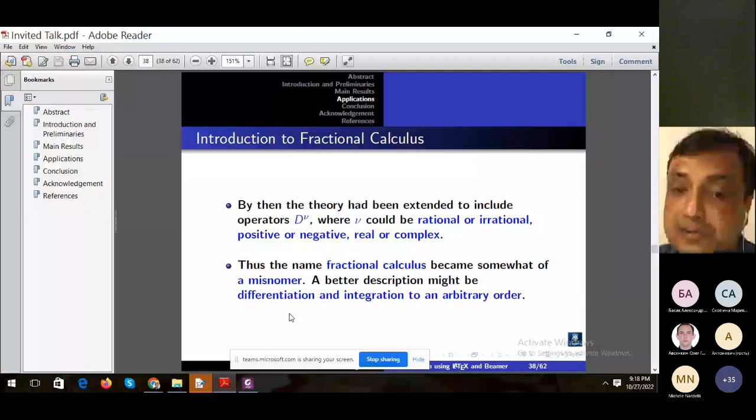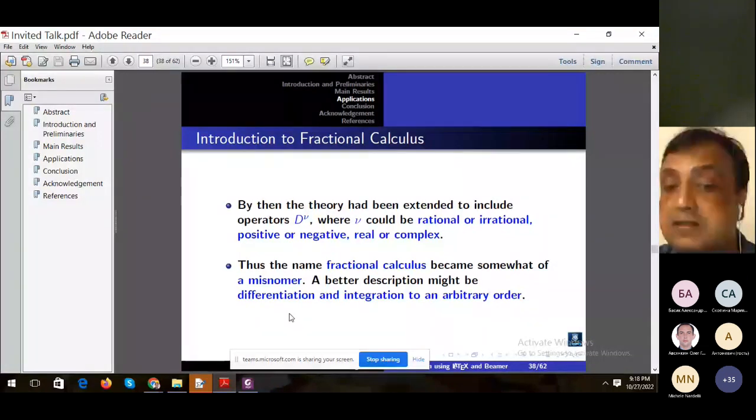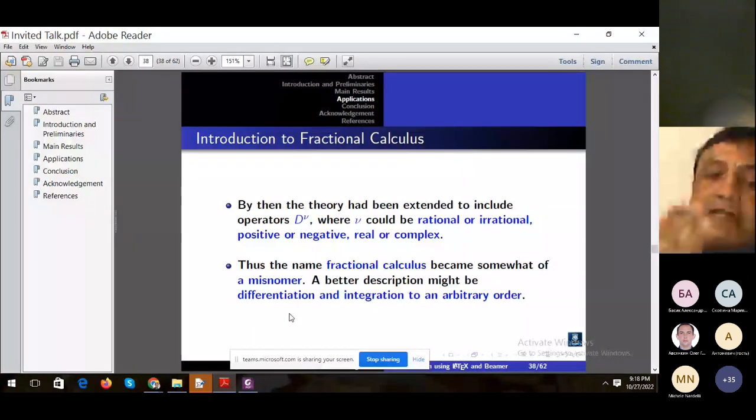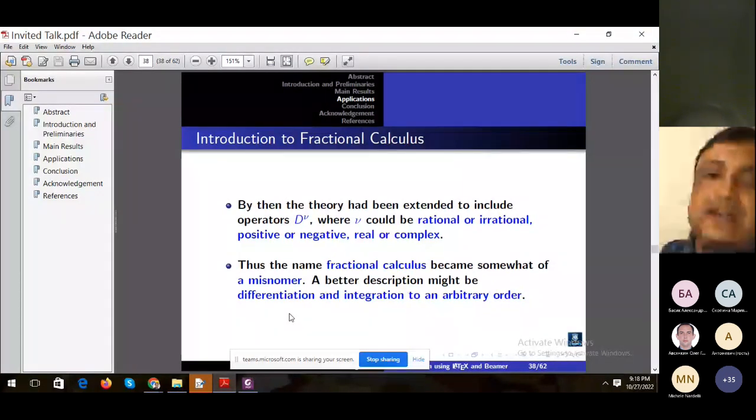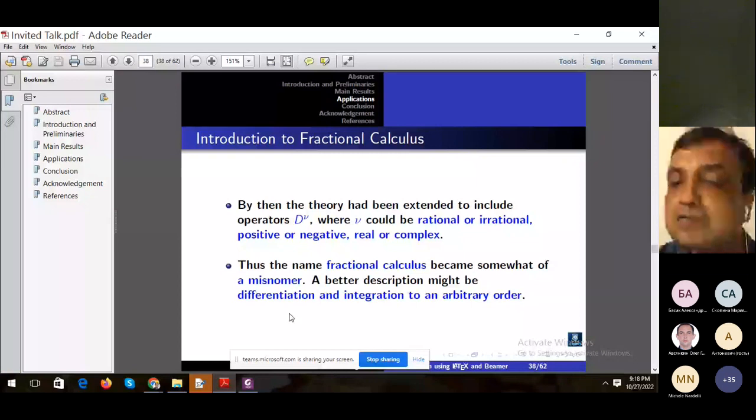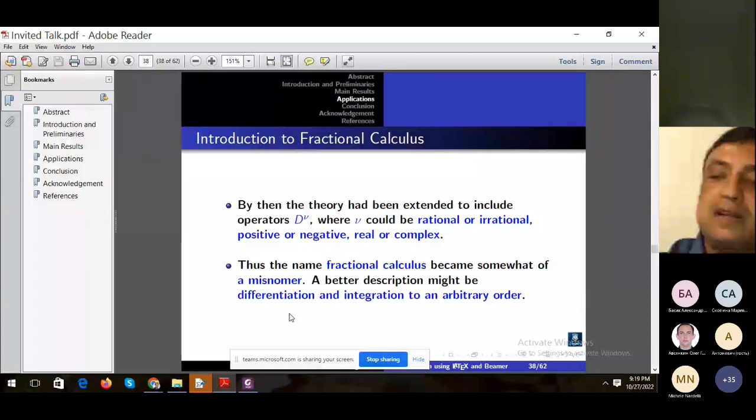Thus the name fractional calculus became somewhat of a misnomer. A better description might be differentiation and integration to an arbitrary order. Yes, it is very true. This quotation is very important because young researchers dealing with fractional calculus are a little bit confused: what do you mean by fractional calculus? So it is easy to understand that it is a differentiation or an integration to an arbitrary order. It will be very easy for senior school students who want to come to college and study mathematics in their main course. So it is very easy to understand fractional calculus with this quotation.